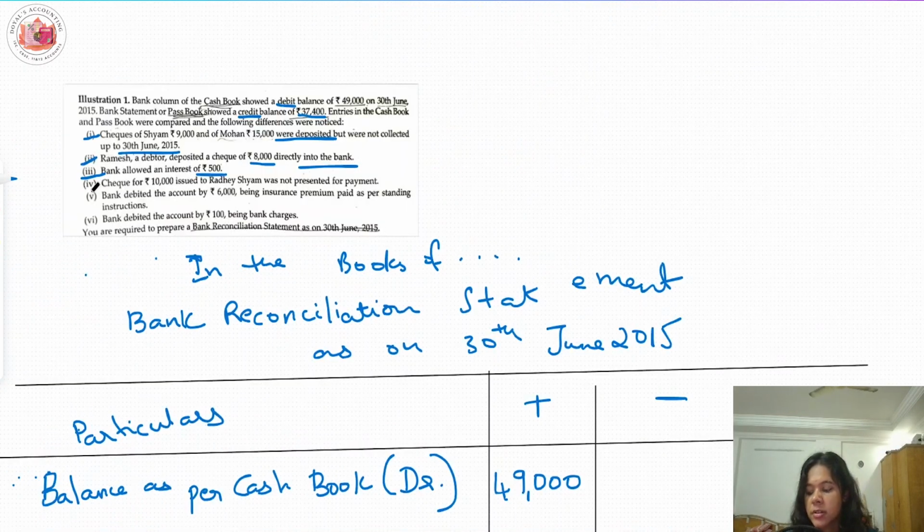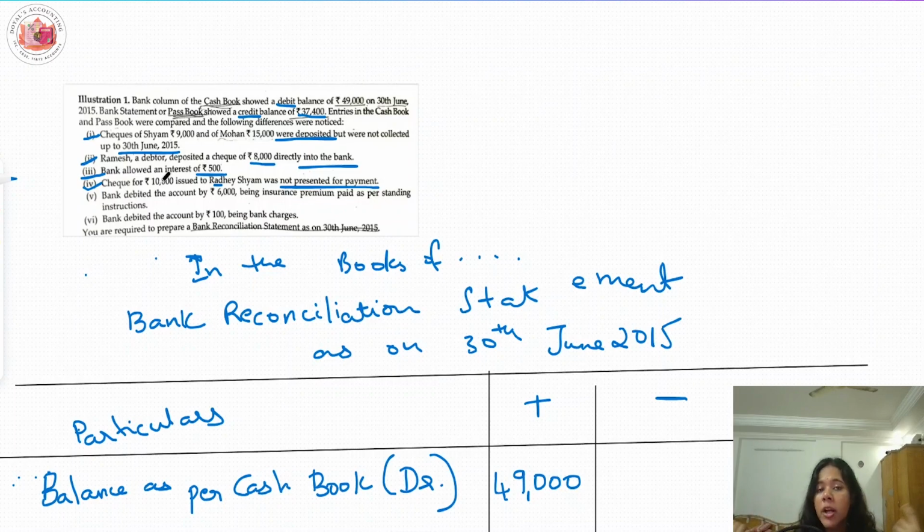Let's see the next transaction. Checks for rupees 10,000 issued to Radhe Shyam, not presented for payment. Okay. So a check for 10,000 rupees has been issued, but it has not been presented for payment. What does this mean? I, the account holder, have written a check for 10,000 rupees, but for some reason I could not present the check to whoever I was supposed to give. So still 10,000 rupees is with me. I have written the check, but I have not yet presented it for payment.